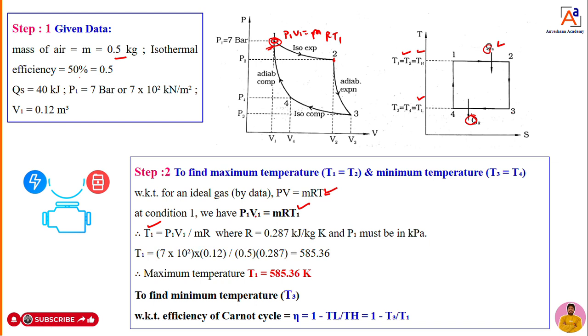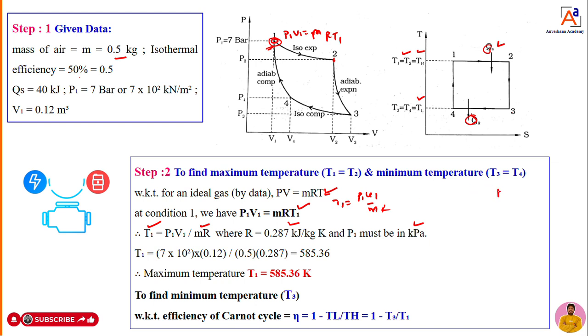To calculate that, I can rearrange this equation. Now I can write T1 is equal to P1 V1 divided by mR. So P1 V1 divided by mR, where R is the gas constant that we know already, 0.287 kilojoules per kg Kelvin. That is a constant you have to remember. And pressure P1 must be in terms of what? Kilopascal. Okay, kilopascal. Because we are using kilojoules, right?